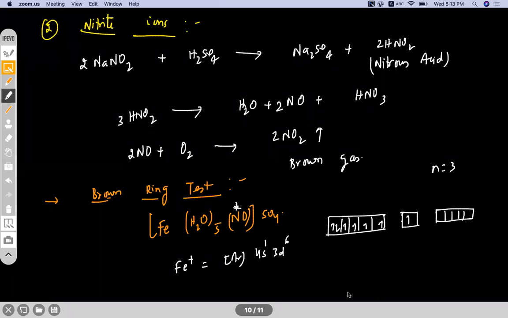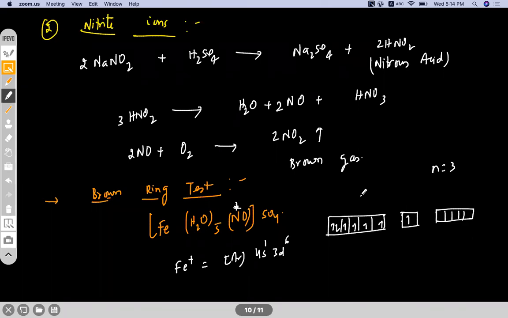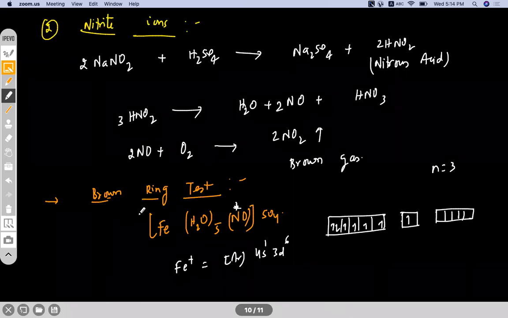Obviously the number of unpaired electrons gives you more or less the magnetic moment, but if it is paramagnetic, obviously that is true. So it's not like whatever number of unpaired electrons there are, all the electrons will get paired just because the ligand is strong. That is not always true. Most of the time it is true, it is fine. But in some cases like this one, you have to keep this in mind. This one is very important.